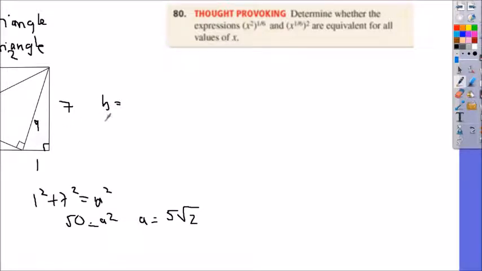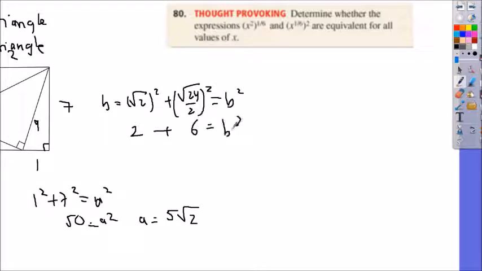Now b. Square root 2 squared plus square root 24 over 2 squared is equal to b squared. Square root 2 squared is 2. Square root 24 over 2 squared is 24 over 4, which is 6, equals b squared. 2 plus 6 is 8. 8 equals b squared. b is equal to square root of 8, which is 2 square root 2.